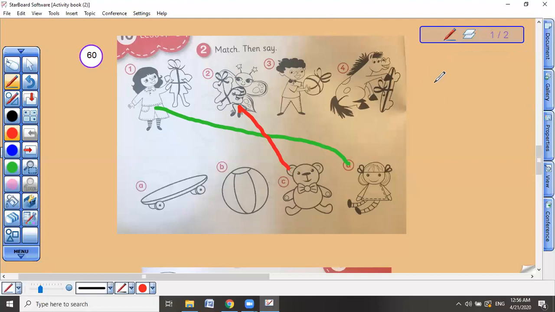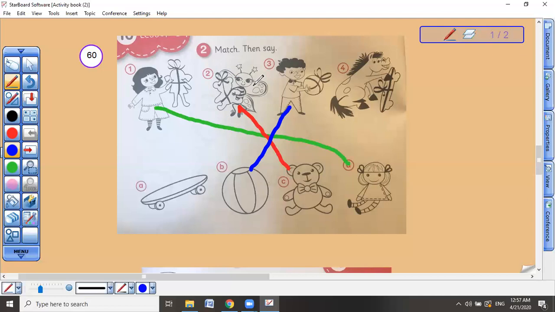Now, what do we have here? Who's this? Jack. Excellent. Now, Jack has got a present. What's his present? Is it a skateboard? No. Is it a teddy? No. Is it a doll? No. Is it a ball? Yes. So, Jack has got a ball.